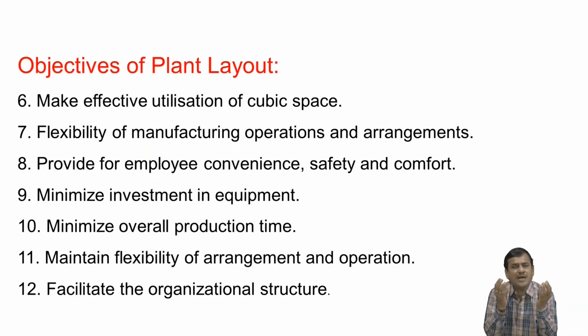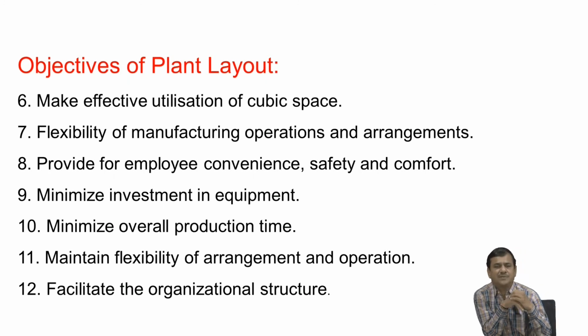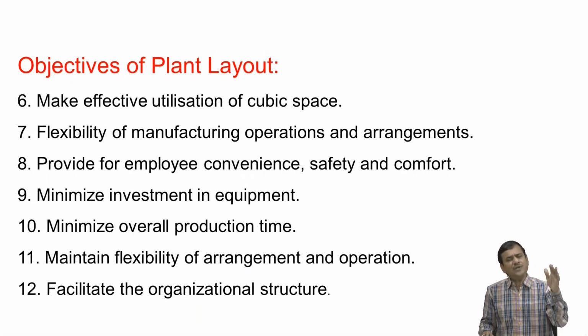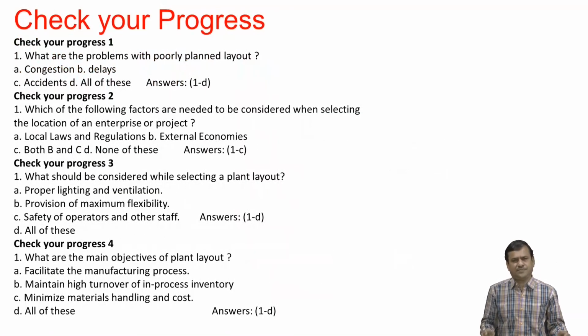Provide for employee convenience: a good canteen, restrooms, enough drinking water. All these things should be taken care of. Safety and comfort. Minimize investment in equipment. Minimize overall production time. Maintain flexibility of arrangement and operations, and facilitate the organizational structures. If you take care of these objectives, automatically you are going to achieve your target.